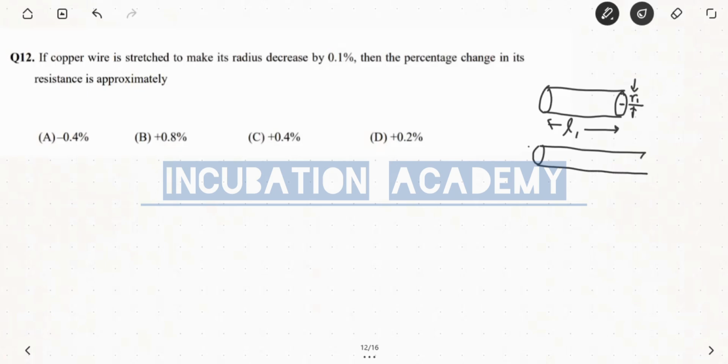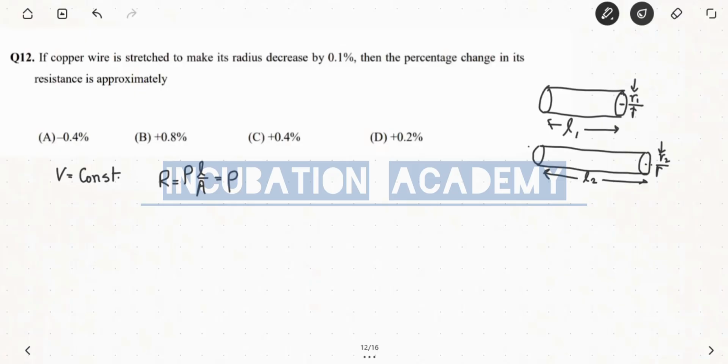The radius will decrease, the cross section area will decrease, and the length will increase. But one thing is there: whatever the matter in it, that is the volume of it, remains constant. So the volume V of the wire is constant here. If the radius decreases, the length increases. We know this equation very well: R equal to rho L divided by A, where A is the cross sectional area.